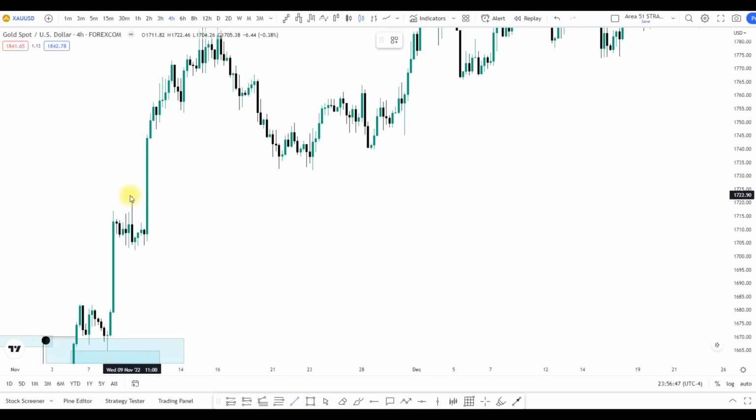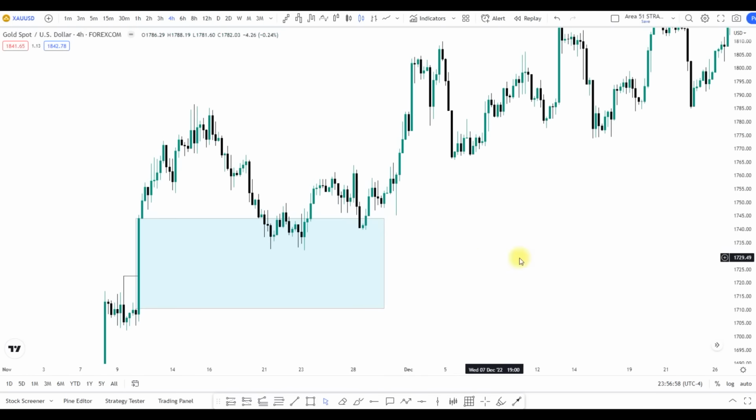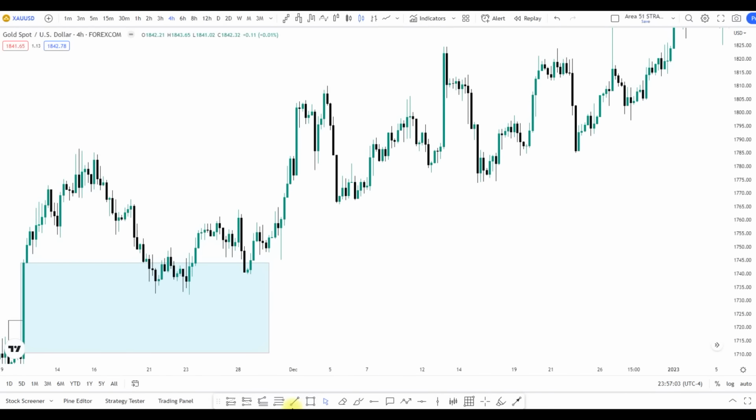All right, little bit of break of structure, but this is not too much. We can count it, but there's a lot of imbalance going on. So they have a lot of imbalance going on here, and as we can see, the price eventually came back and filled a little bit of it, but there's a lot of empty spaces here. All right, eventually we have a major break of structure.